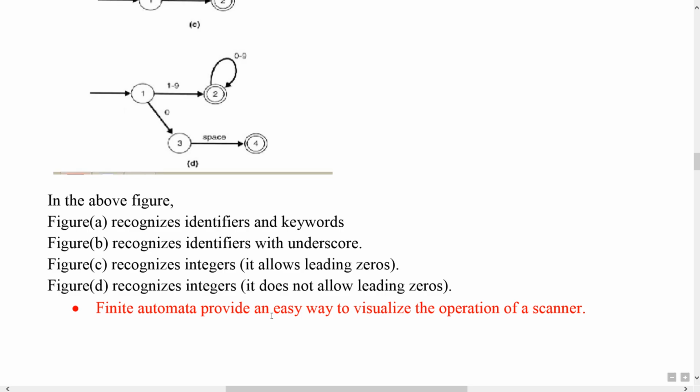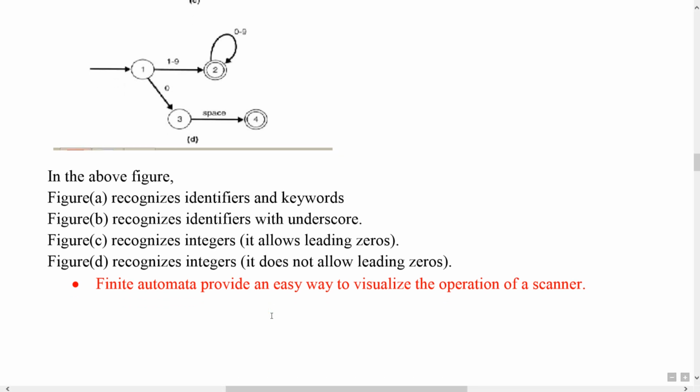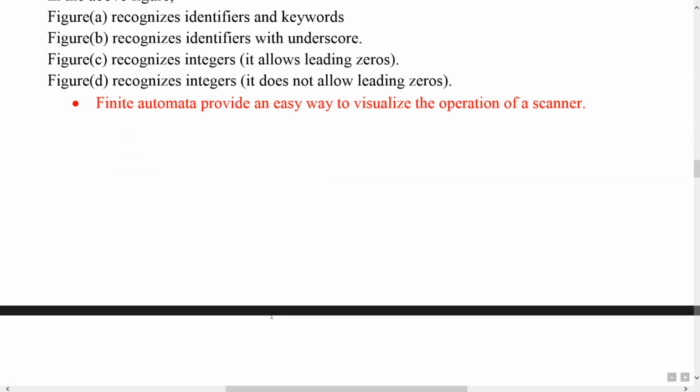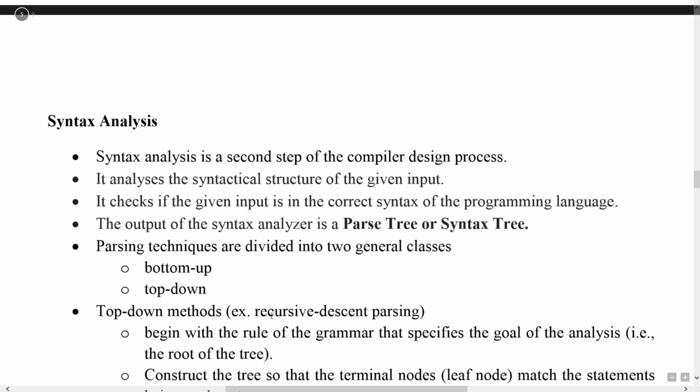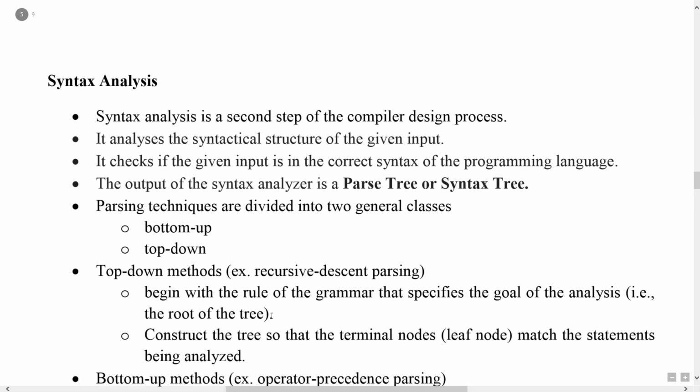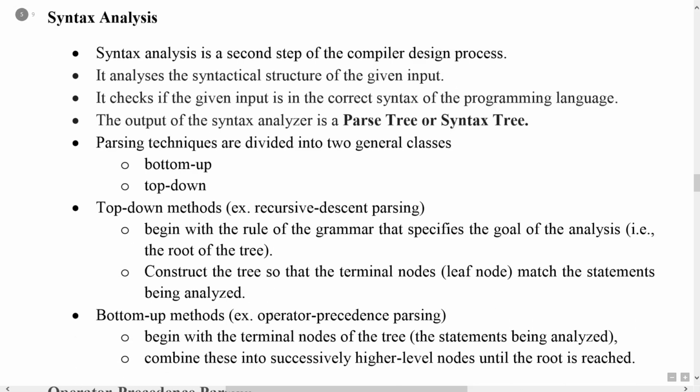How the scanner recognizes the tokens: it traverses each and every character in the input stream, and when it reaches a boundary, a blank space or invalid character, it stops scanning and converts what it has into a valid token. Then the next phase of the compiler is syntax analysis. That is the second step. It analyzes the syntactic structure of the given input.